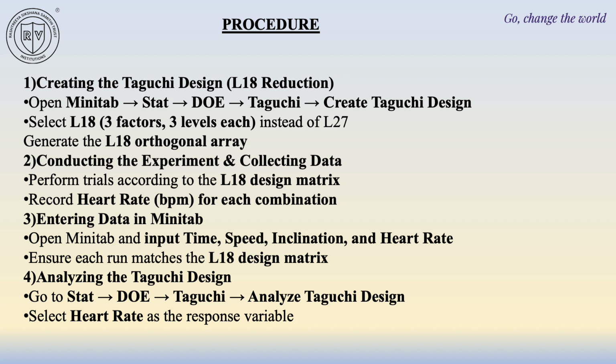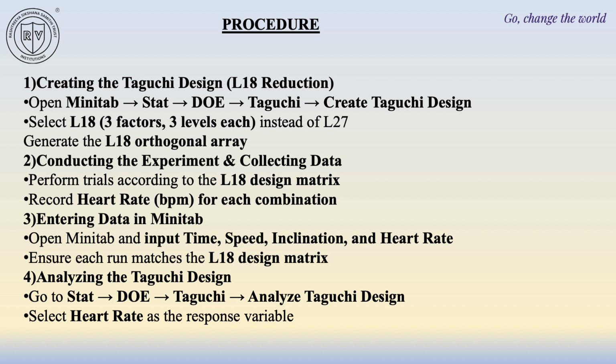Under Taguchi, we create a Taguchi design and select an L18 array. We'll delete some irrelevant rows, select only the important factors, and divide them equally. Then we input the data in the columns and generate an L18 orthogonal array. The next step is to conduct the experiment and collect the data. As I said in the previous slide, we'll choose the optimal time, speed, and inclination levels, and based on that, we gather the heart rate as a response to each of those combinations.